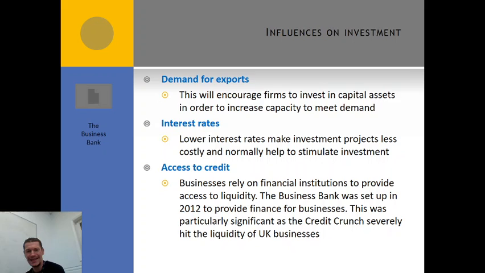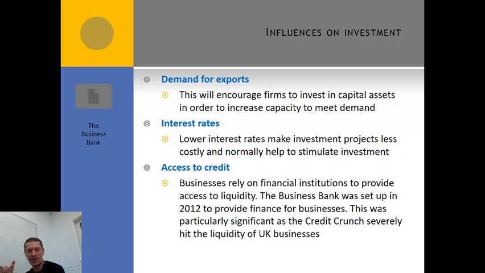The only thing to go against that is the idea of access to credit. Obviously, with rates of interest so low at the moment, don't forget, for a bank, if they give you a loan, the interest that they charge is how they make their profit. The problem is, with rates of interest so low, it's not really worth banks lending out that much money, because they're making such low profit on it. So they're looking in other ways to make their profit, other investments, all that kind of stuff. So businesses rely on banks to provide access to liquidity.